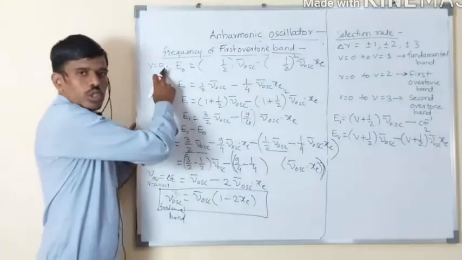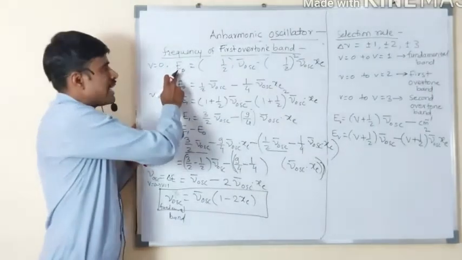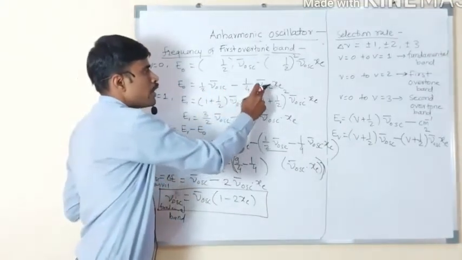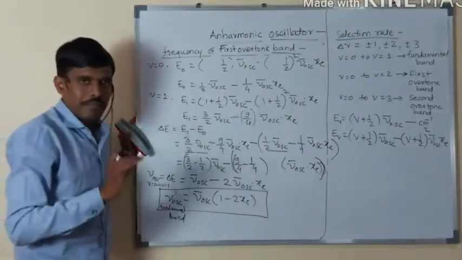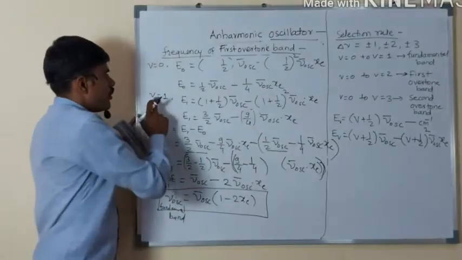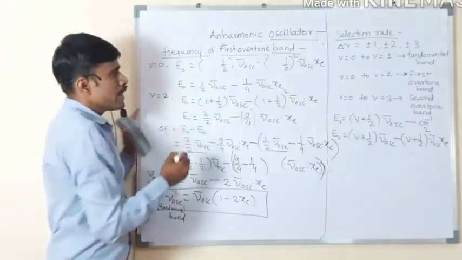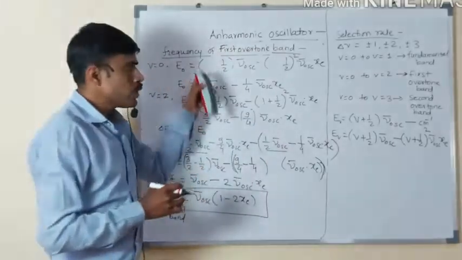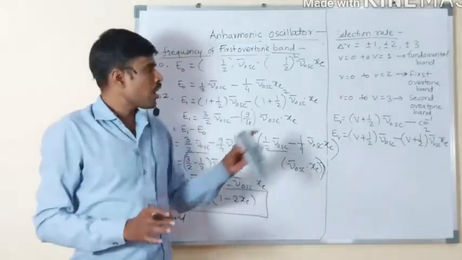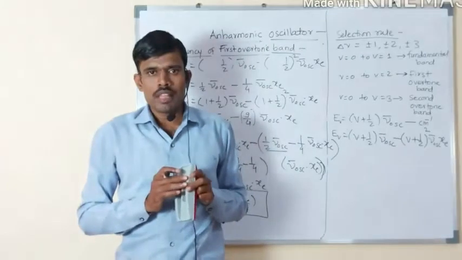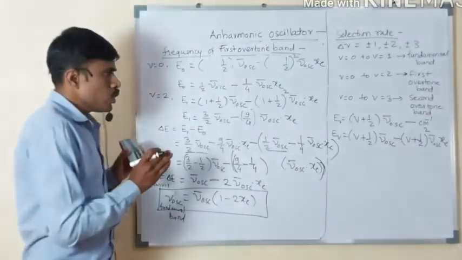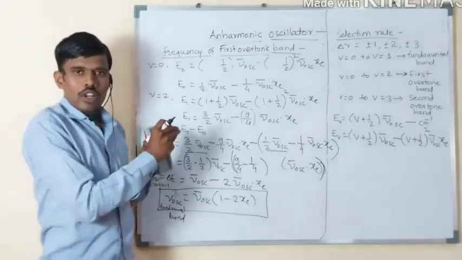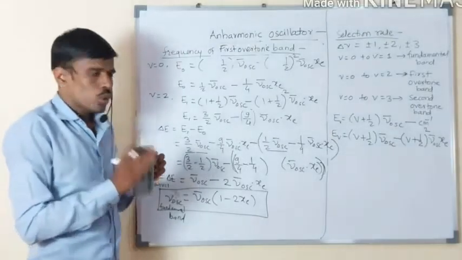So for V equal to 0, the energy of the vibrational state is 1/2 ν̄ of oscillation minus 1/4 ν̄ of oscillation into Xc. This is the same, but V is equal to 2 here because transitions are taking place from V equal to 0 to V equal to 2. You can try to solve this at home for the first overtone and second overtone. I am going to solve it in the same solution by putting the value V equal to 2.